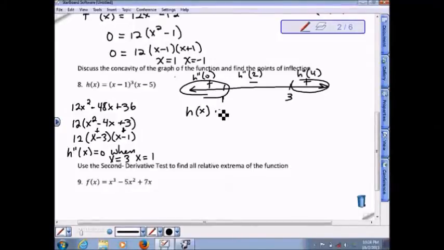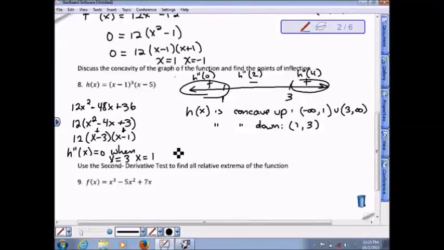So h of x is concave up on the intervals negative infinity to 1 and 3 to infinity, and it's concave down on the interval 1 to 3. Now we know where the graph switches from concave up to down and down to up. We actually need to state the points of inflection, so we know that it's 3 comma something and 1 comma something.